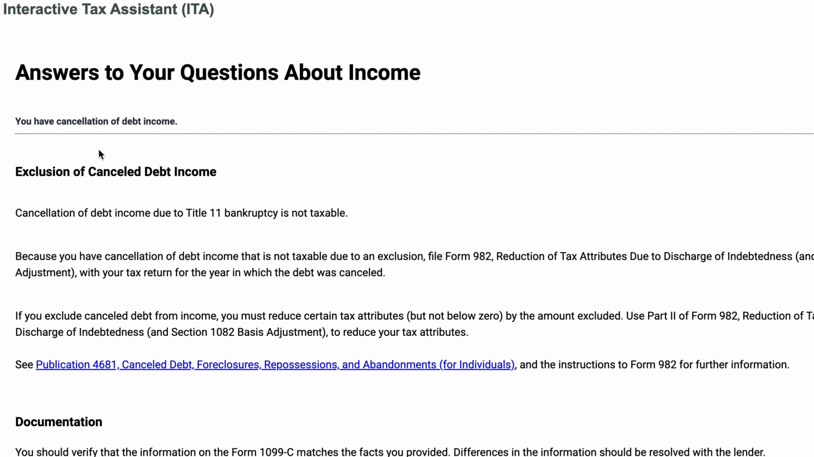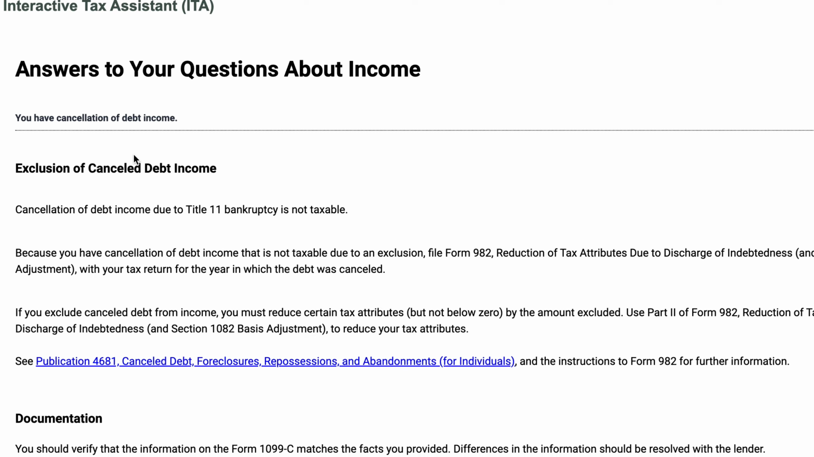So you have cancellation of debt income. However, because it's due to bankruptcy, it's not taxable. The same applies if you were insolvent, which the IRS defines as having liabilities that exceed your assets, even if you have not filed for bankruptcy protection. In those two instances, your cancellation of debt income should not be taxable. However, you would exclude it by filing IRS Form 982.